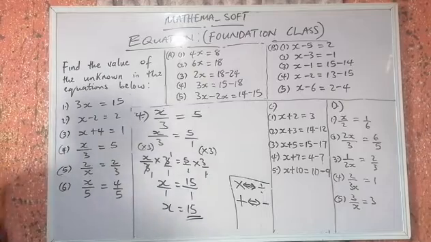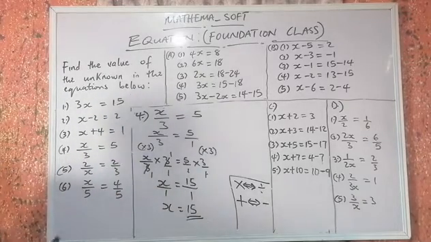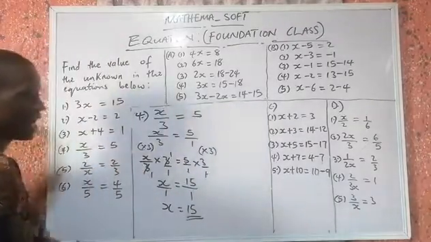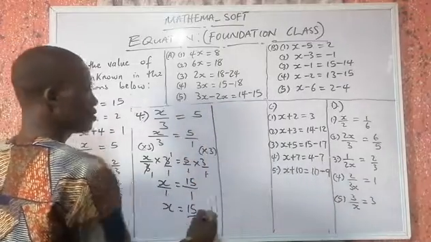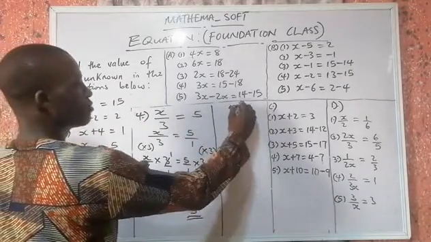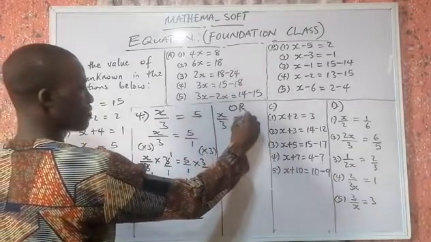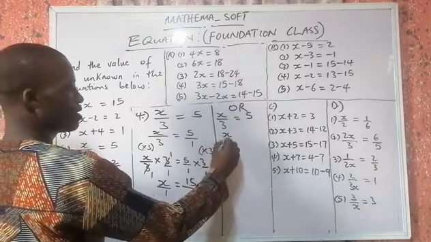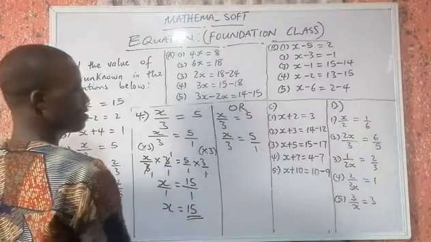So it is very, very important for you to understand this. Now, you can solve this with another approach. Or we have x over 3 equals 5. Let's make this 5 to be over 1. X over 3 equals 5 over 1.